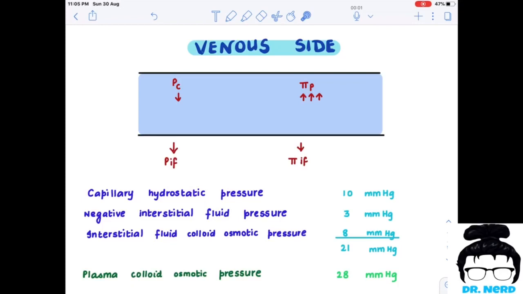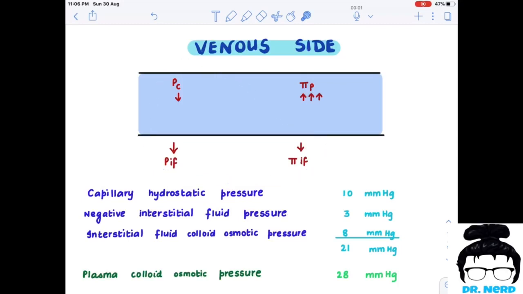On the venous side, obviously the value of capillary hydrostatic pressure will drop, again because the movement of blood is low, as well as the blood pressure is low, right? So the value for capillary hydrostatic pressure has dropped from 30 millimeters of mercury to 10 millimeters of mercury. That is a drastic change. And the values for the other three pressures, again I told you before, will remain constant. So the negative interstitial fluid pressure is minus 3 millimeters of mercury. Interstitial fluid colloid osmotic pressure value is 8 millimeters of mercury. You're going to add these three pressures, because they are acting in the same direction.